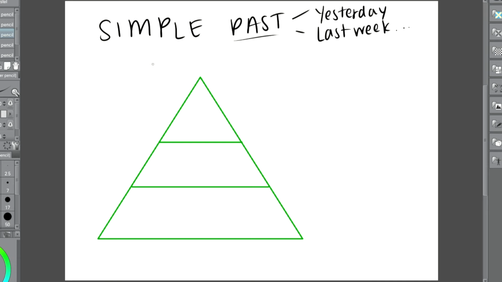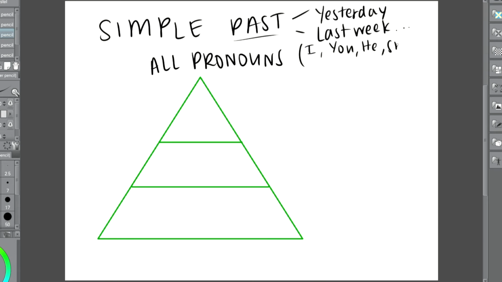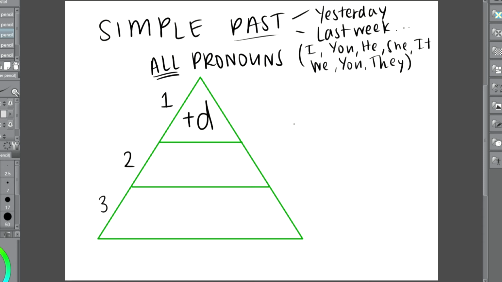We use these rules for all the pronouns, as in I, you, he, she, it, and then the plural, we, you, and they. So the 3 rules that we're going to go over together right now are for all pronouns, and they all have the same ending. We're going to start with rule number 1, and rule number 1 is extremely easy. We are adding one letter at the end, and that is the letter D.